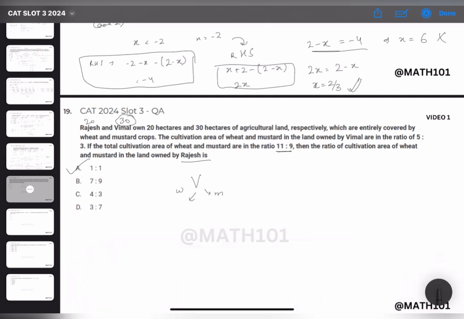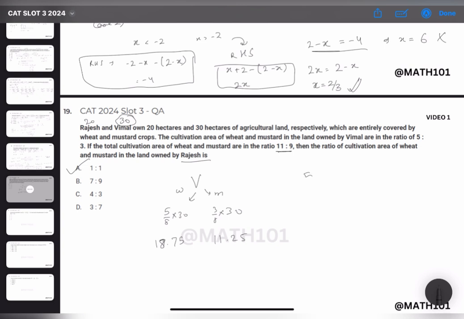Vimal owns 30 hectares of land. So 5:3. So wheat is 5 by 8 into 30 and mustard is 3 by 8 into 30. This is 150 divided by 8, which is 75 by 4, that is 18.75. This then becomes 11.25.